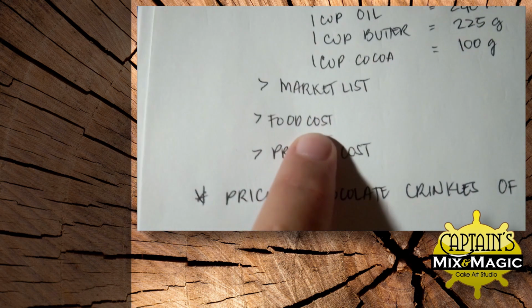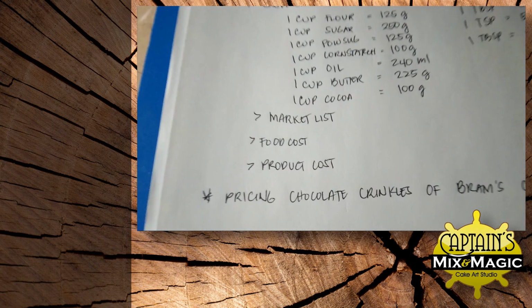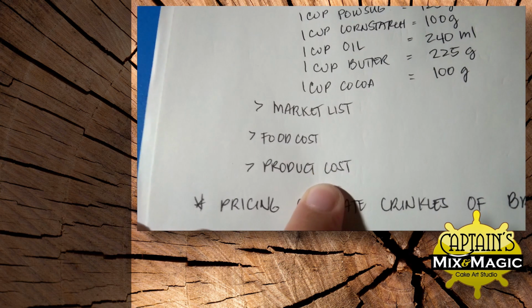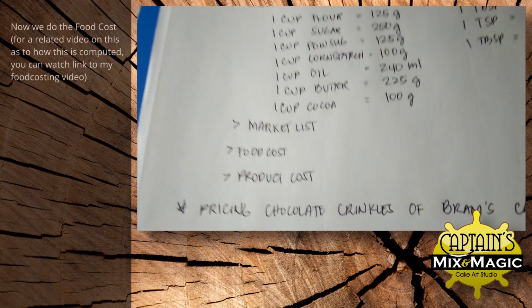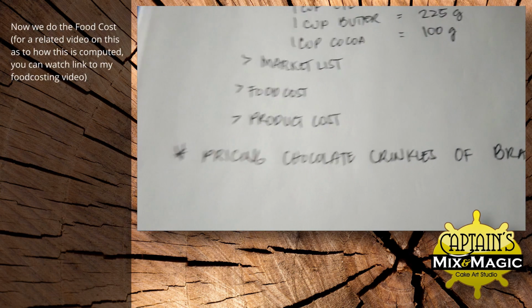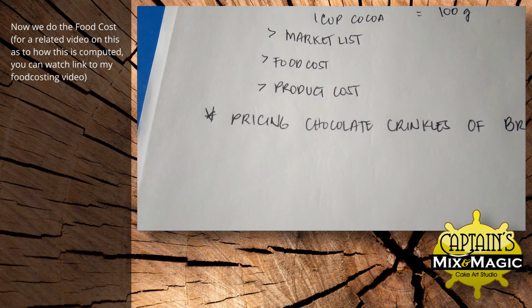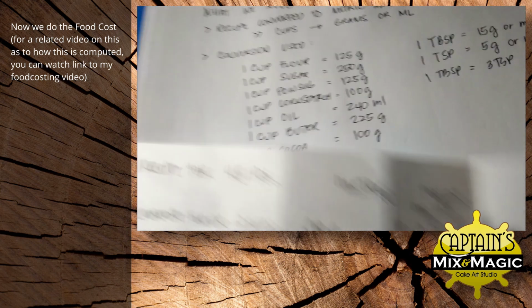We got the market list, now we're going to compute the food cost. After the food cost, we will be computing the product cost, and because we have the cost, we will be able to compute the pricing.